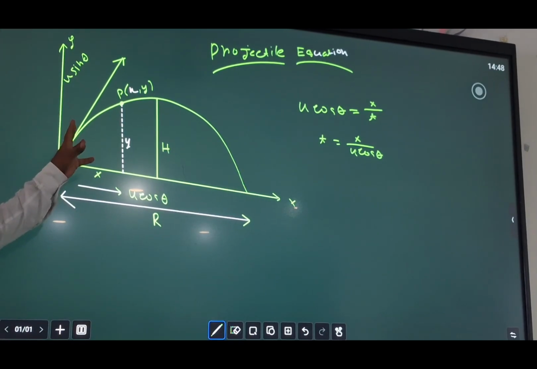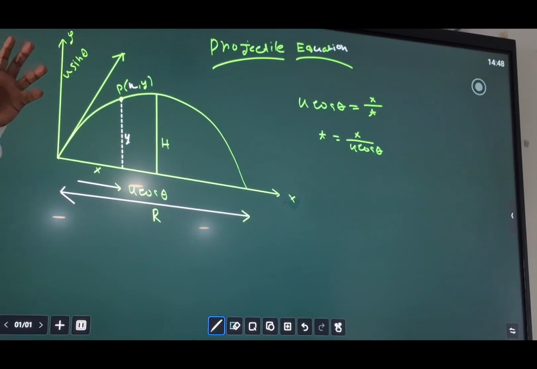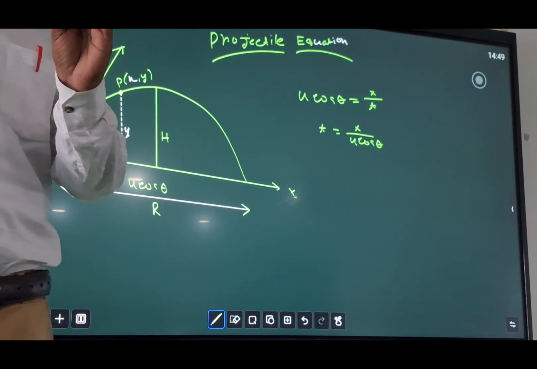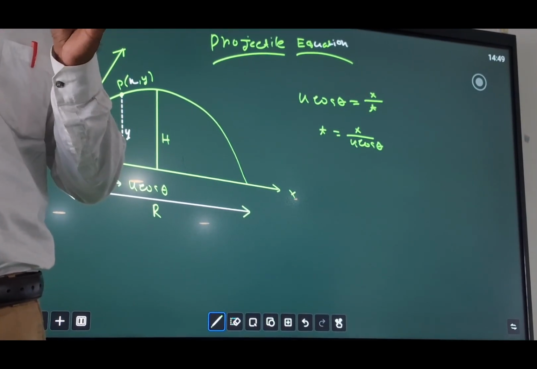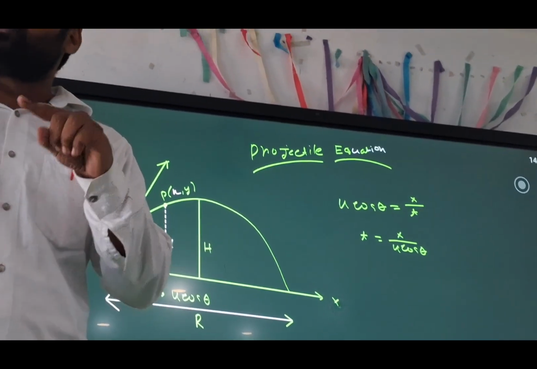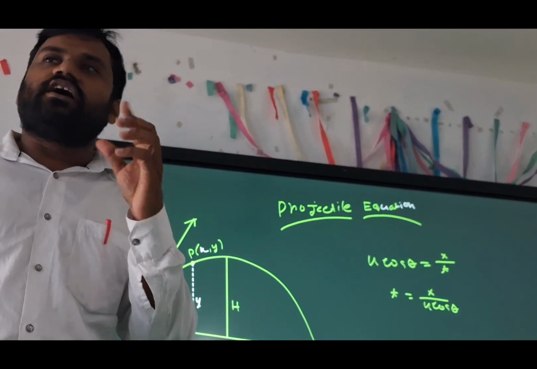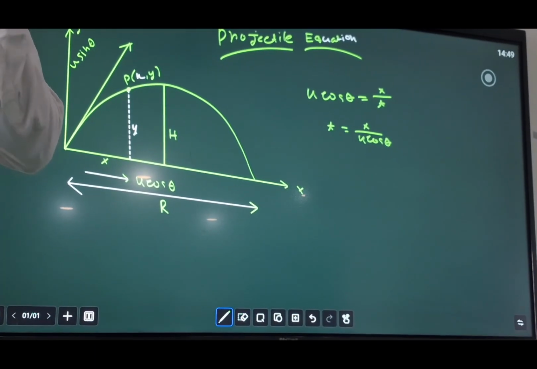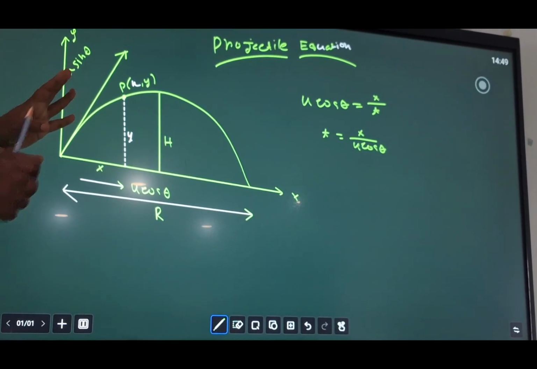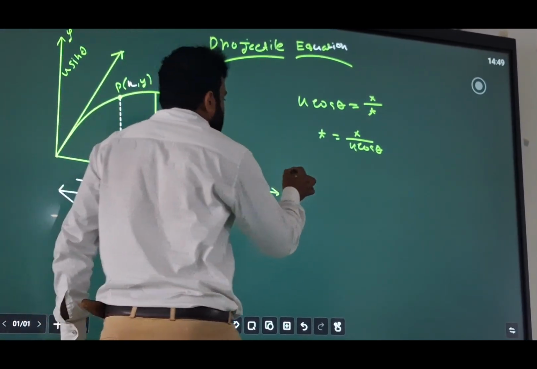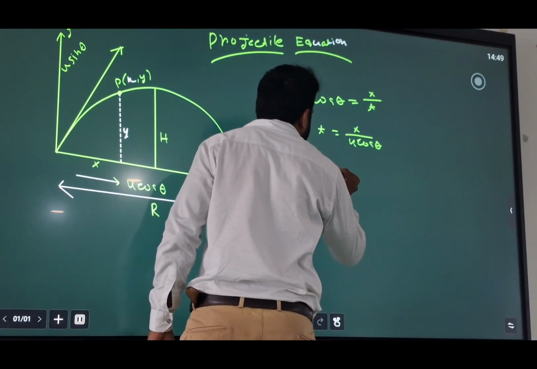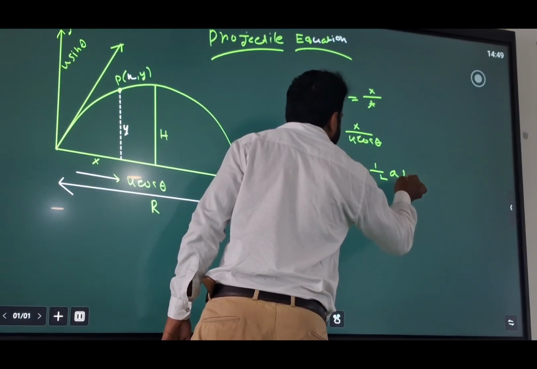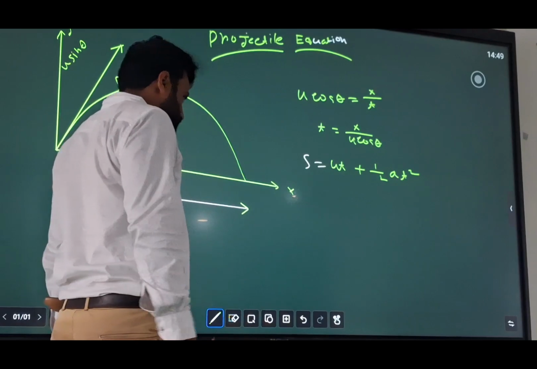Now the equations of motion. We know the three equations of motion. First, v equals u plus at. Second, v square is equal to u square plus 2as. Third, s is equal to ut plus half of at square. So we use the third equation: s is equal to ut plus half of at square.